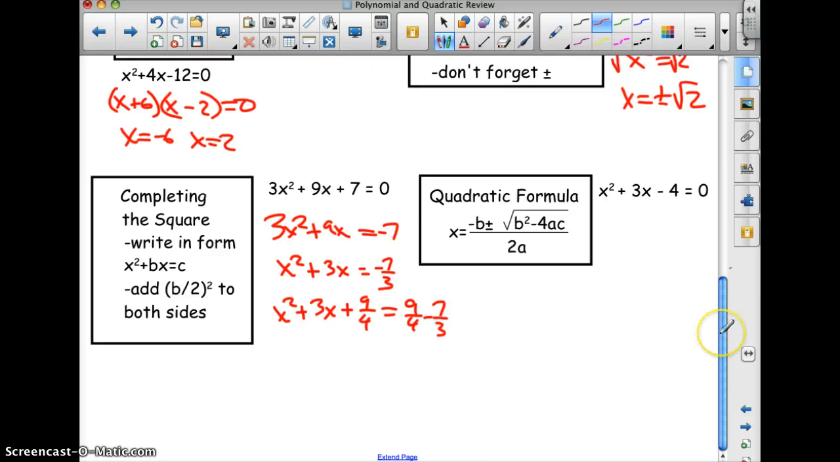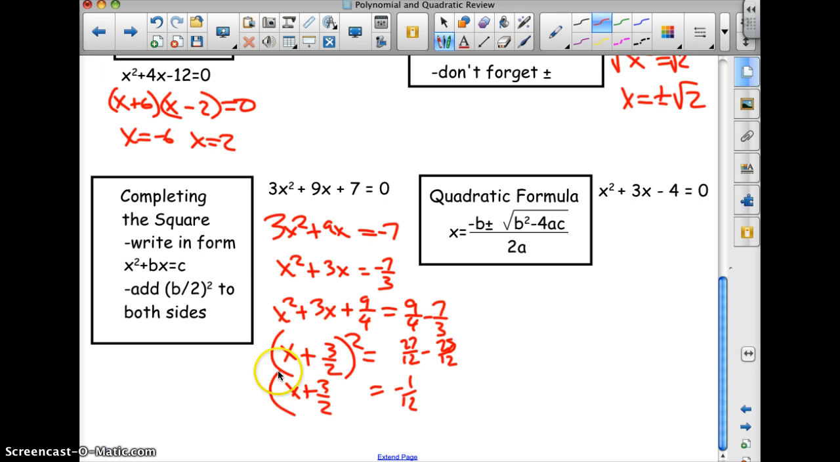This guy becomes x plus 3/2 squared. The common denominator here is 12. 27/12 minus 28/12 gives me a negative 1/12. And then you take the square root of both sides. And we'll finish that tomorrow.